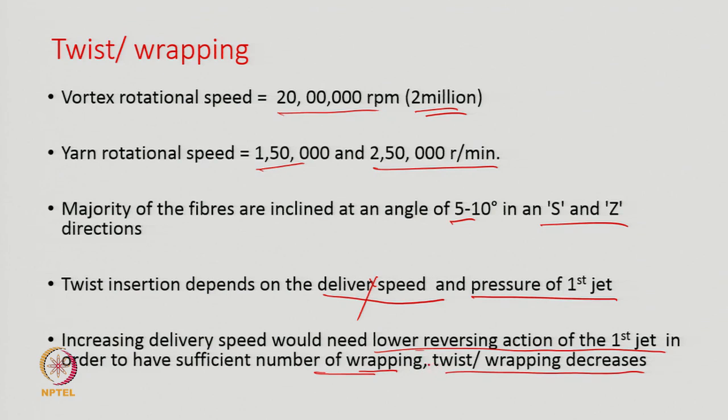Otherwise, the twist and wrapping will decrease. See, if the delivery speed is increased, twist and wrapping is going to decrease, and if we do not want the twist and wrapping to decrease, then what we have to do is lower the reversing action of the fast jet in order to have a sufficient number of wrappings. Otherwise, twist or wrapping is going to decrease.